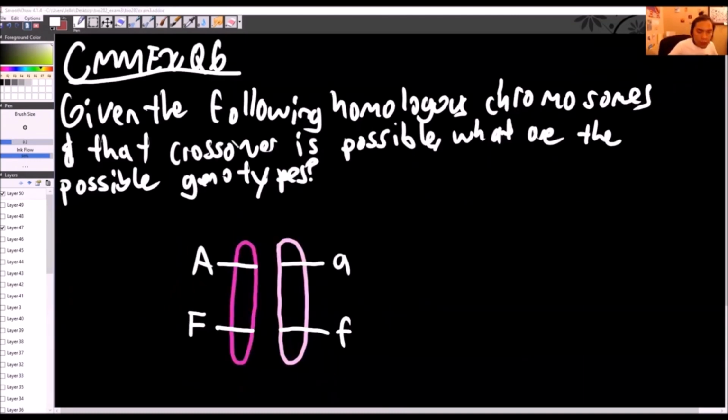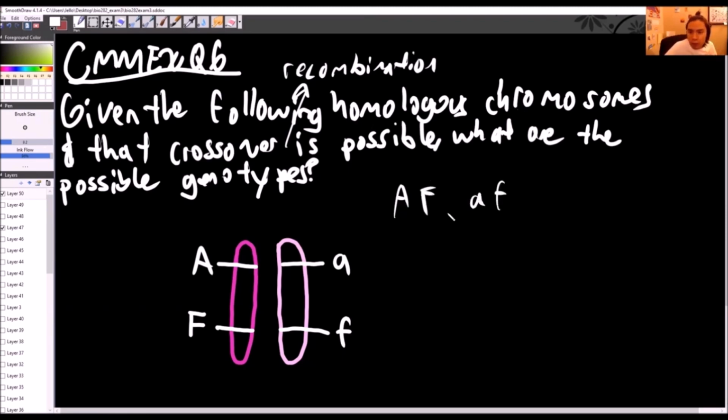Cool. Example question 6. Given the following homologous chromosomes, so that would be this pair over here, and that crossover is possible, and also another word for crossover is recombination. What are the possible genotypes? So hypothetically, let's say that crossover was not possible. That means that our possible gametes would only be AF and only little a, little f. So those are our only possible gametes, because we can't have two homologous chromosomes in the same gamete. So we already have one and the other one, and that's about it.